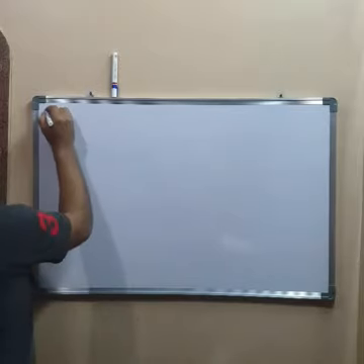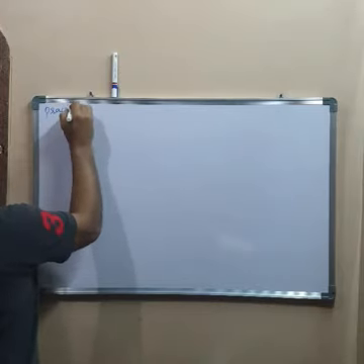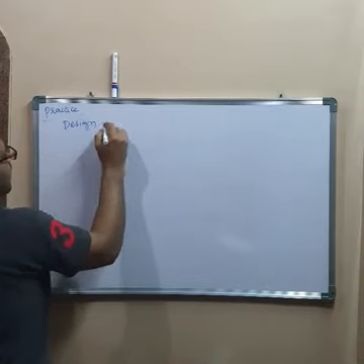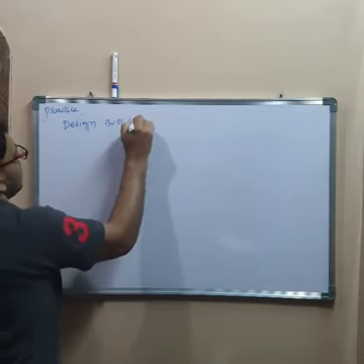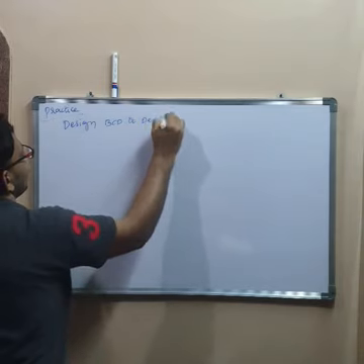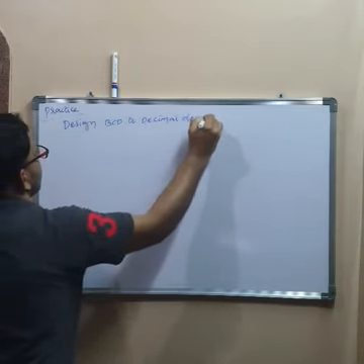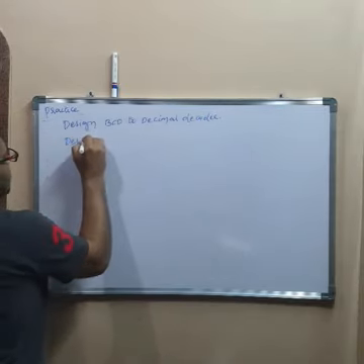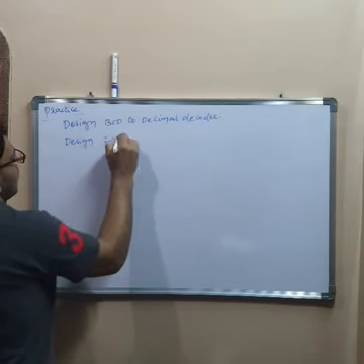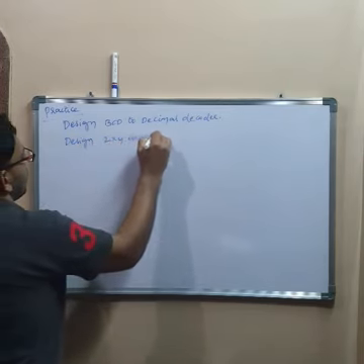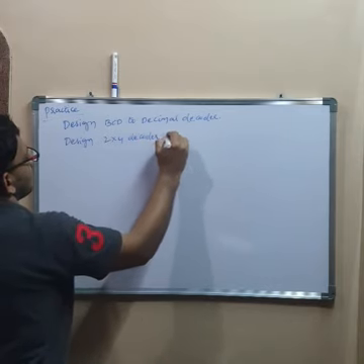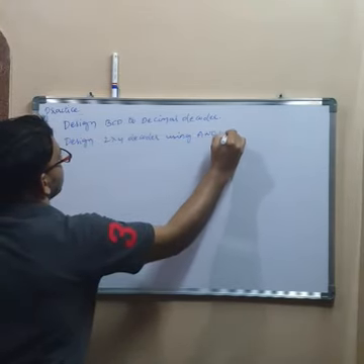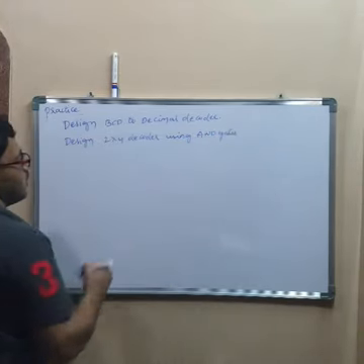For your practice, design BCD to decimal decoder, design 2 into 4 decoder using AND gates, right?